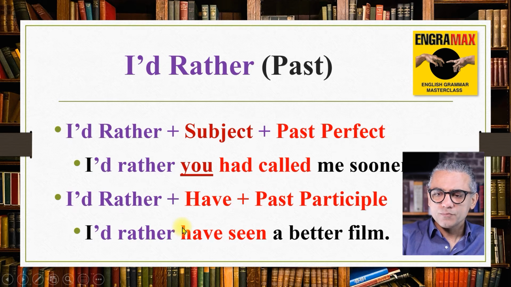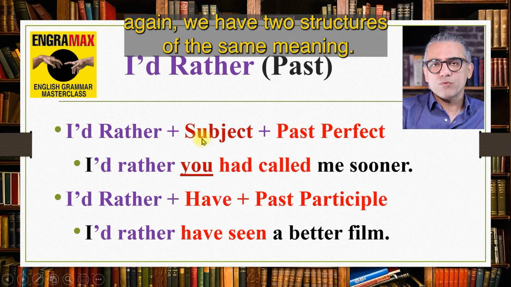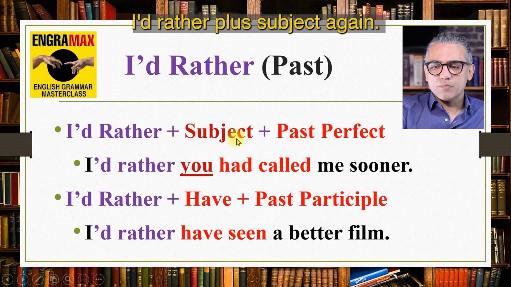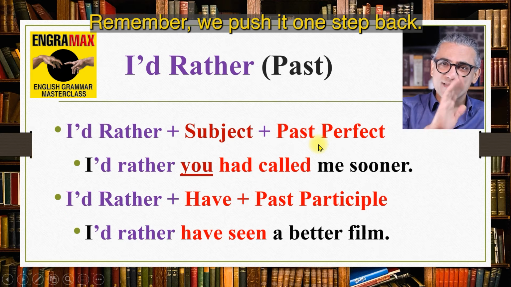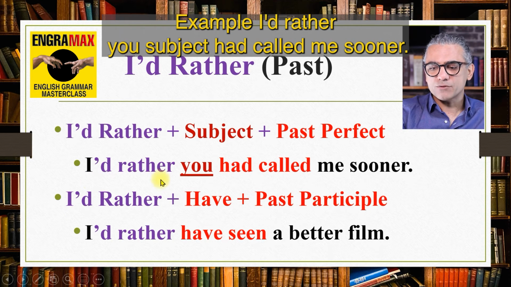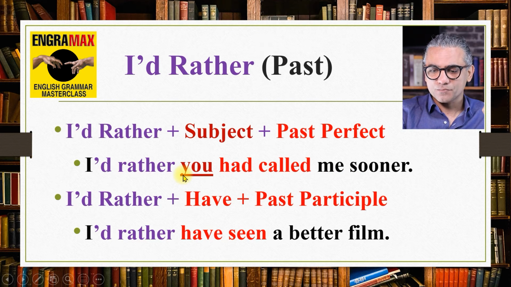Anyway, now expressing your preference in the past. Again, we have two structures of the same meaning. I'd rather plus subject again. This is in past perfect. Remember, we push it one step back. Example, I'd rather you, subject, had called me sooner. This is about a past event that didn't happen.